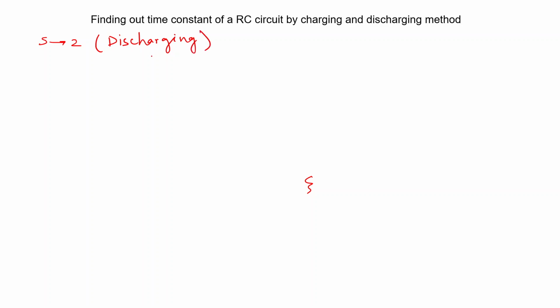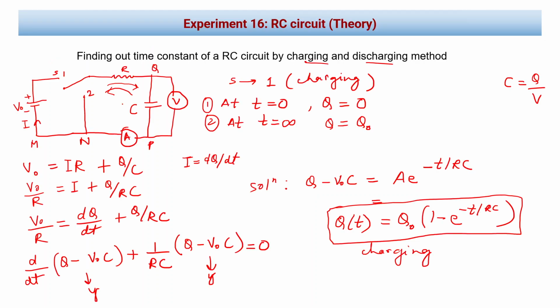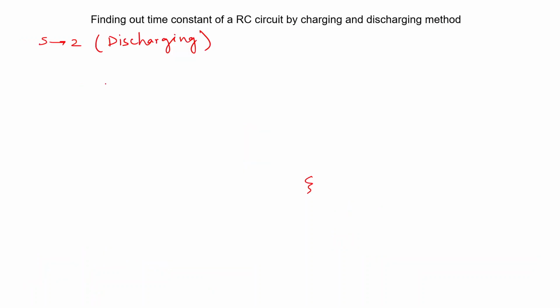What is the case when the capacitor is discharging? When the capacitor is discharging, the voltage drop here will be across the resistor, right? And what will be the voltage here? That will be the source. So the equation will be IR plus Q by C equals 0.